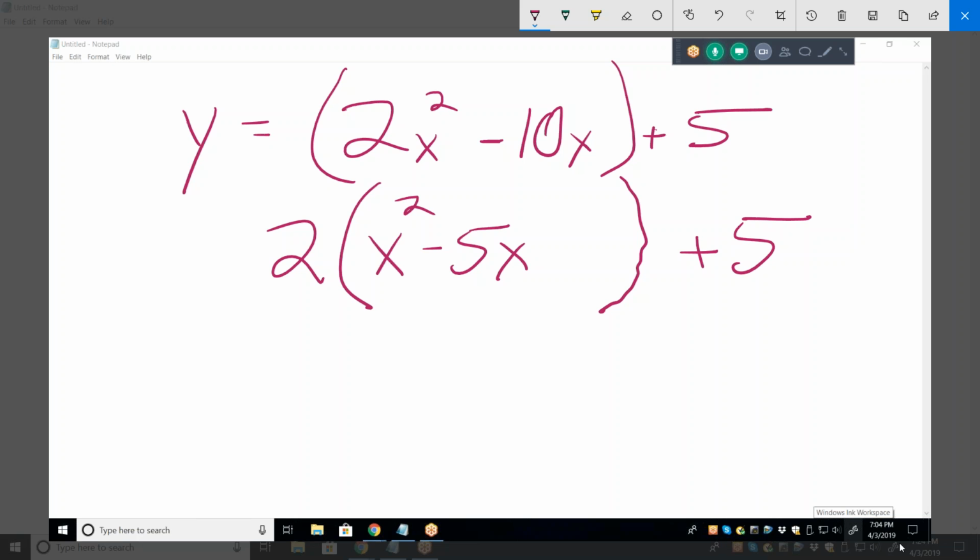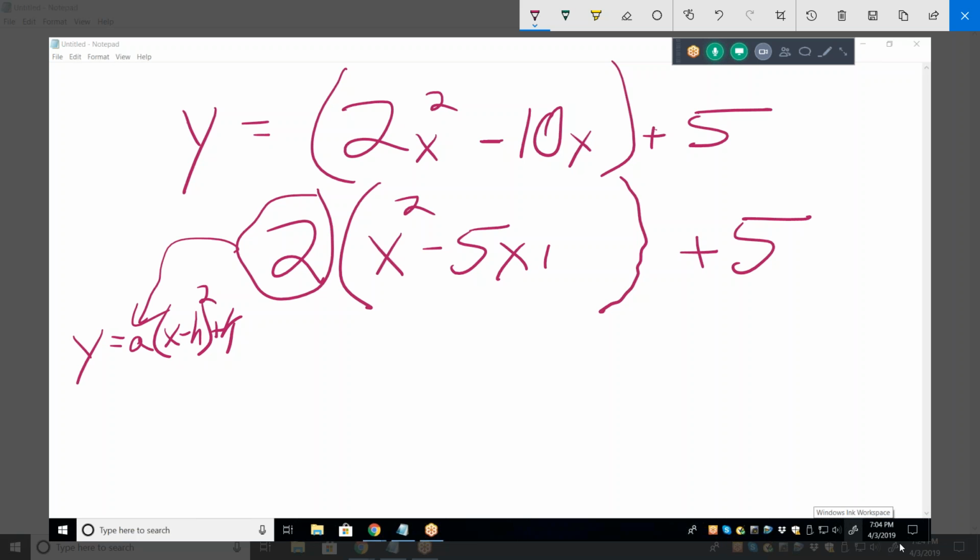This, incidentally, is a. Remember in the vertex format, it's y equals a times x minus h squared plus k. So that 2 that we factored out becomes my a. Okay, how do I complete the square? And you're always adding, you're never subtracting, so I'm going to go ahead and put a plus sign there. Take half of the middle term's coefficient and square it.